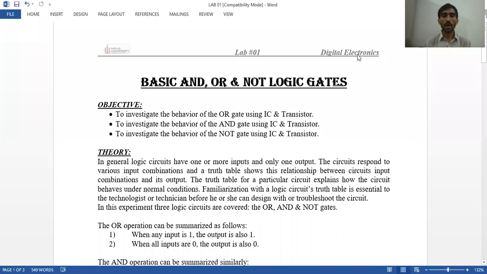I'm a junior lecturer at Indus University, Karachi, Sindh, Pakistan. Today's lecture is Basic AND, OR, and NOT Logic Gates.